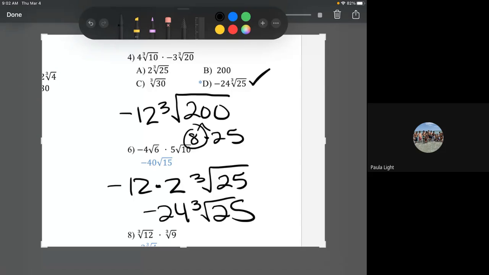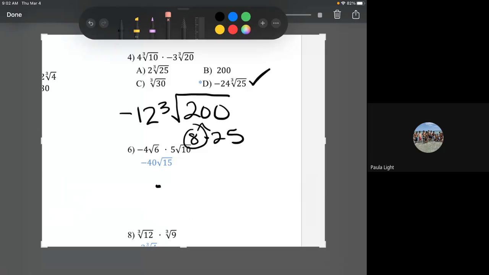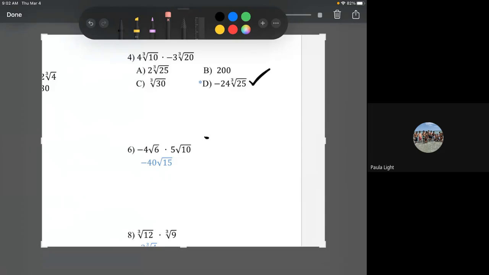60. Okay, so let me erase some stuff here. And you're going to get negative, she said negative 20, radical 60. Now this is their answer, negative 40, radical 15. So I'm thinking we can tear that 60 down. Now we're looking for perfect squares here. So what can divide into 60 that's a perfect square? 15 times what? 4. And you picked 4 and 15 because 4 is a perfect square.